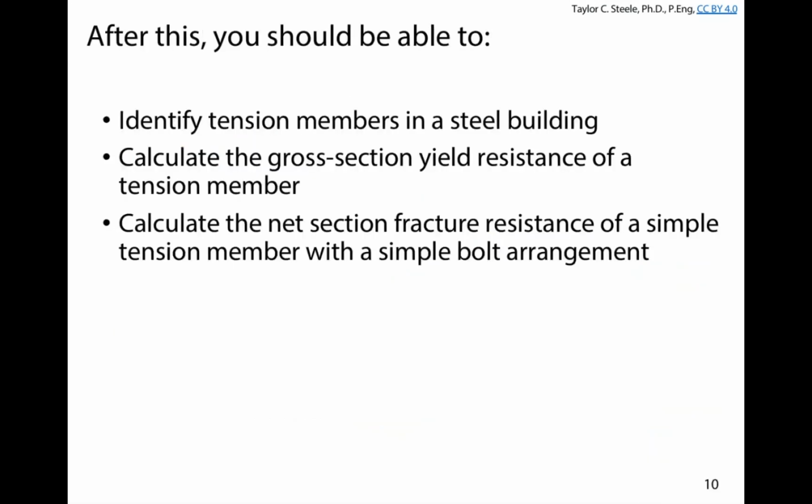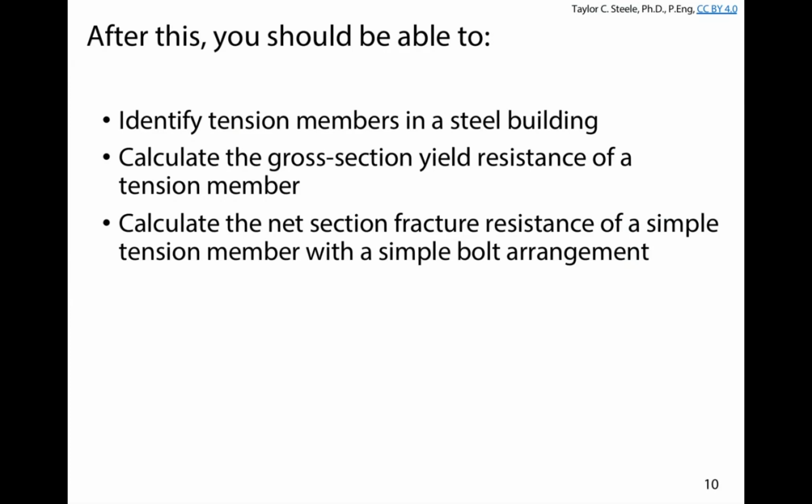Okay, so basically after today, you should be able to identify a tension member in a steel building. I've gone through a couple of examples of where those might exist. Primarily, that comes from the structural analysis, and it should be pretty straightforward. But sometimes your tension members for certain loads might also act as compression members or flexural members in other situations. Whether or not something is a tension member or not just depends on the load case that you're considering.